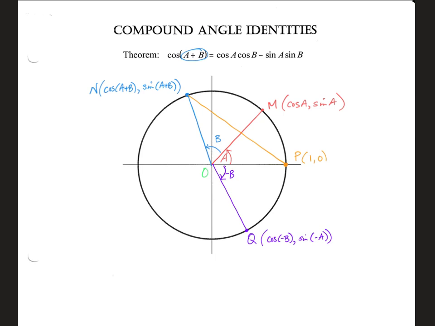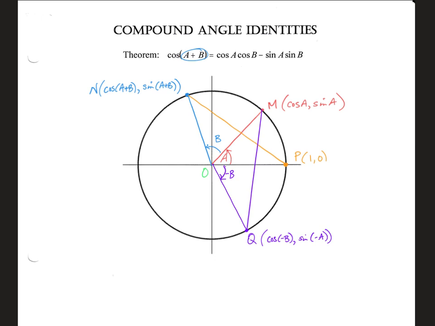Oh, and I got my highlighter on again. Well, now if I connect point M with point Q, we should see that we have another triangle that's built. And just as important, look what angle we have contained on the inside. Notice that that is angle A plus B. It's angle A as I move from my positive x-axis into quadrant 1, and then add to that angle B as I move into the 4th quadrant.